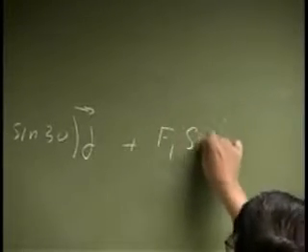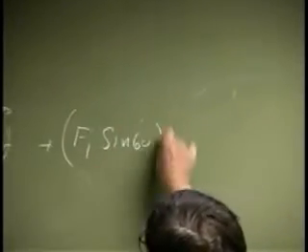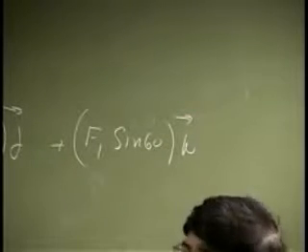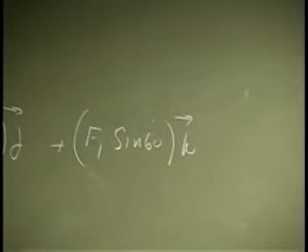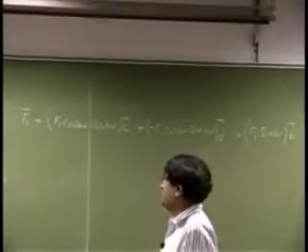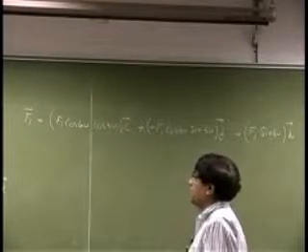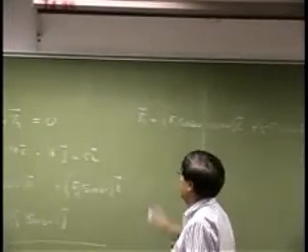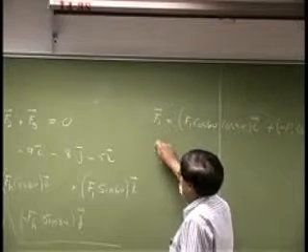F1 sine 60 and that times of k. So that's what we call the Cartesian vector representation of the force F1. Now we need to do the same thing for force F2.